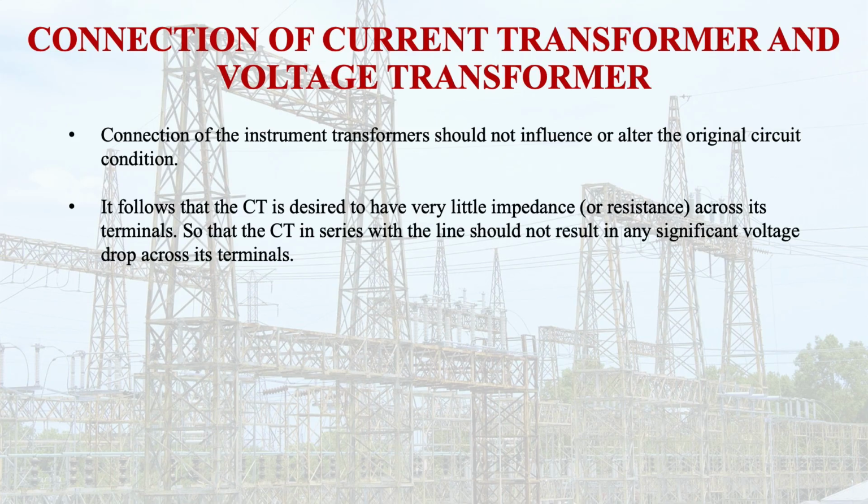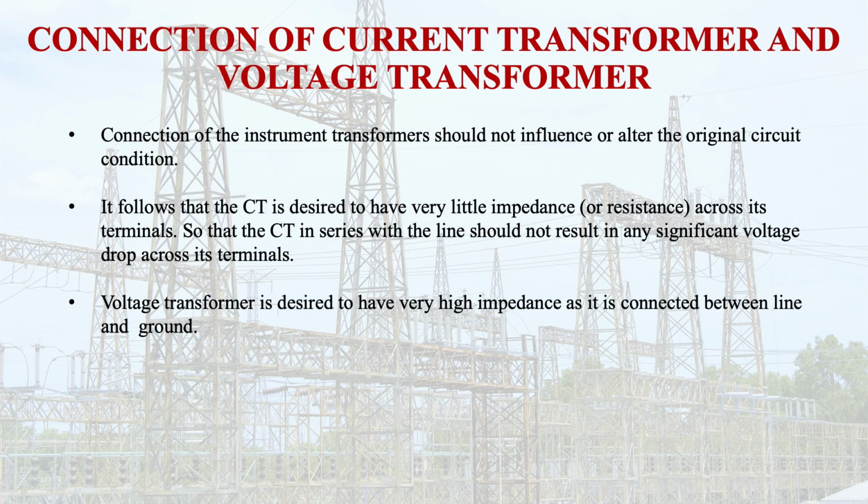So it follows that the CT, or current transformer, is desired to have very little impedance. Why? Because it is connected in series with the circuit. That means it should have very little impedance, or we can say resistance, across the terminal, so that this current transformer in series with the line should not result in any significant voltage drop. If it has some resistance, it may cause a voltage drop across it, which is not desirable. So while designing the current transformer, this is kept in mind: it should have very little impedance across its terminal.